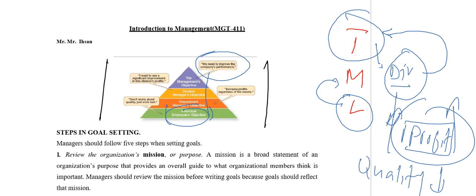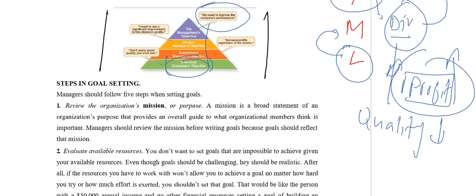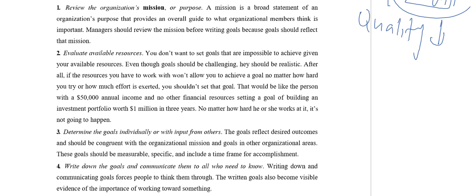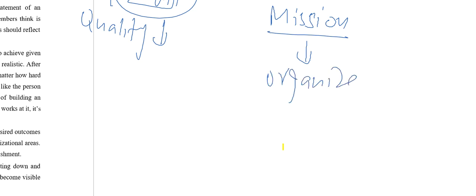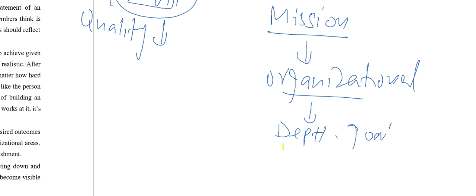So students, next we have steps in goal setting. There are 5 steps in goal setting. Step number 1, review the organization's mission. First of all, when a company is established, we make the company's mission. On the basis of the company's mission, we make organizational goals. On the basis of organizational goals, we make departmental goals.